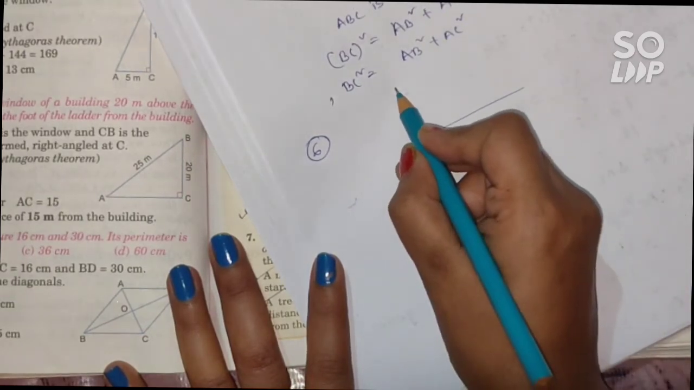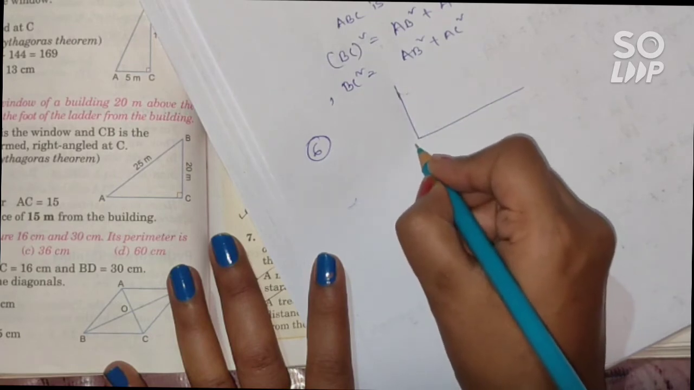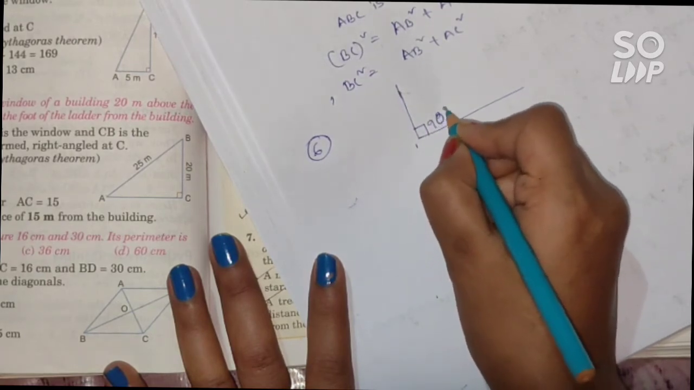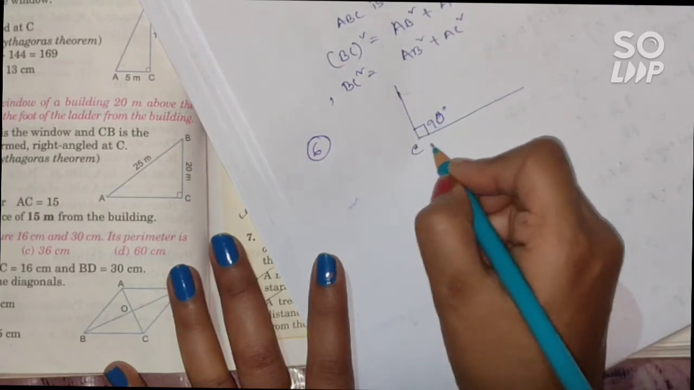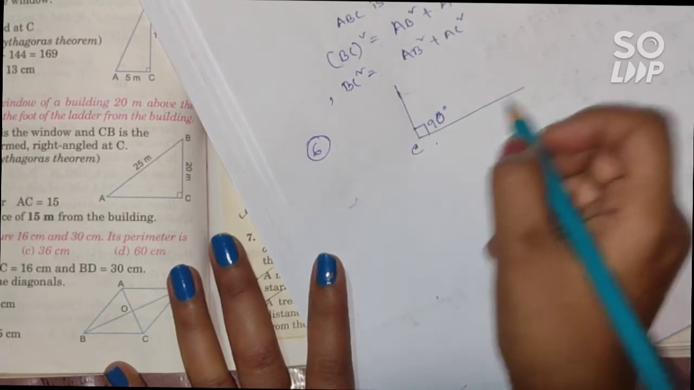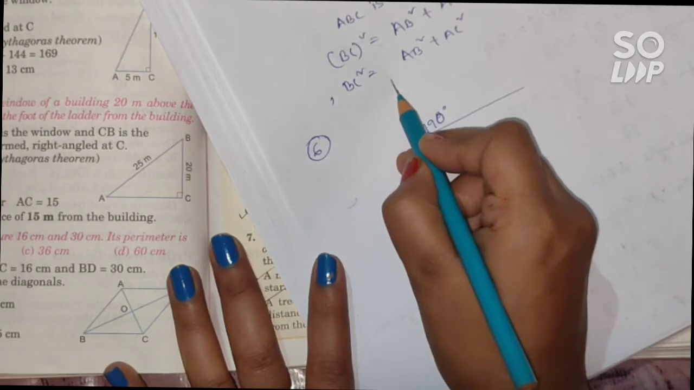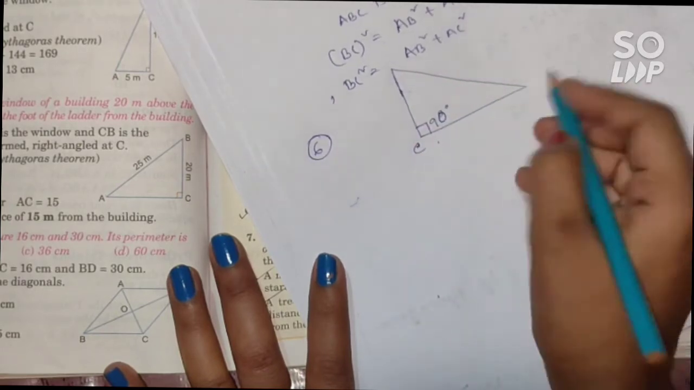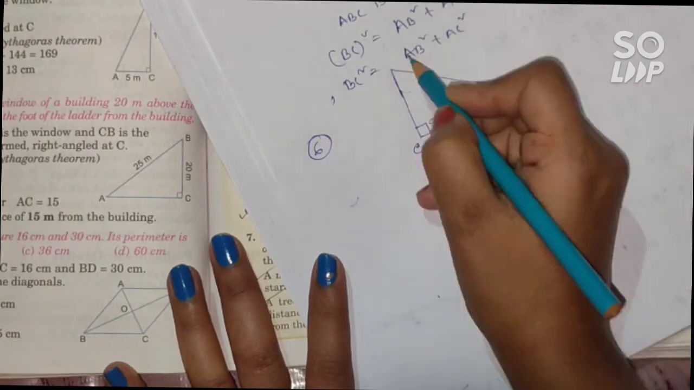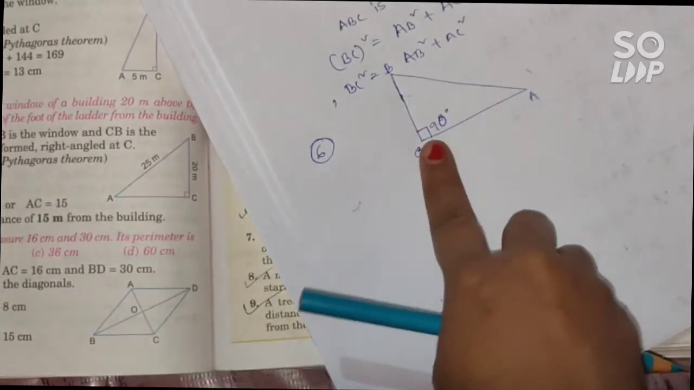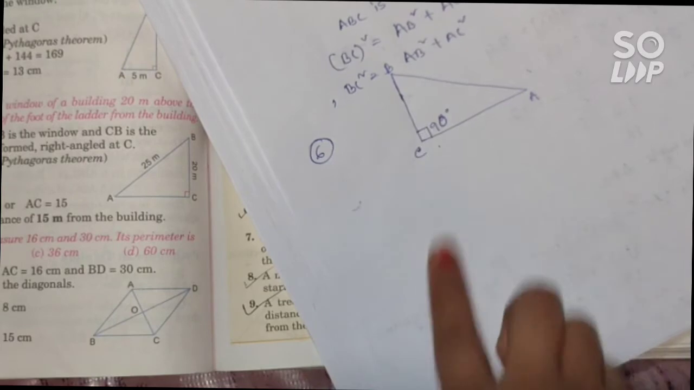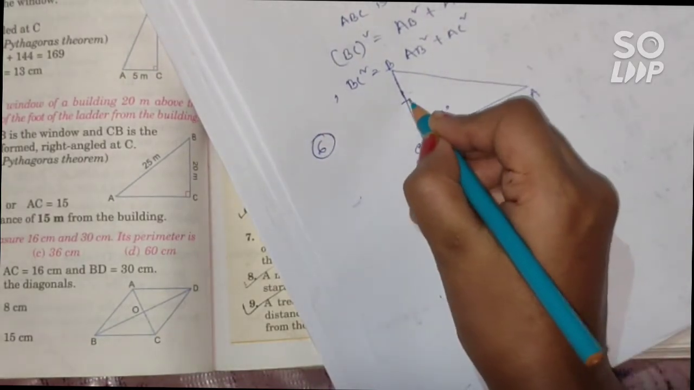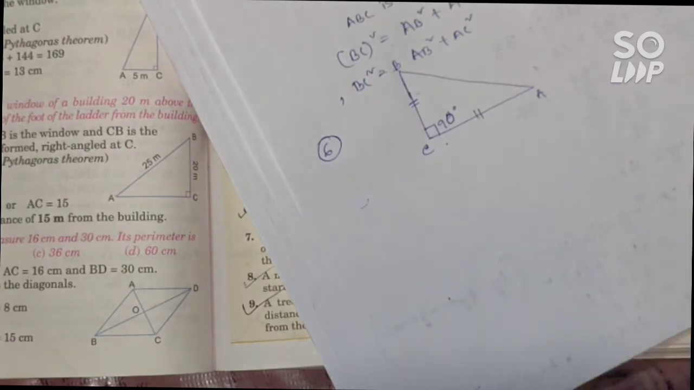ABC is an isosceles right angle triangle which is right angled at C. So this will be 90 degrees, which is the right angle at C. A, B, C. So this is a right angle triangle, a right angle isosceles triangle. So that means these sides are equal.